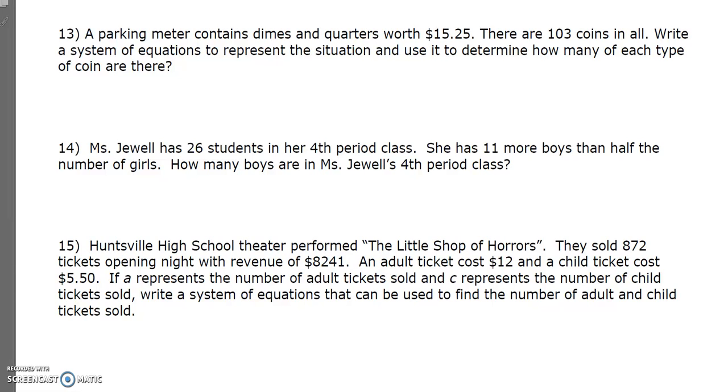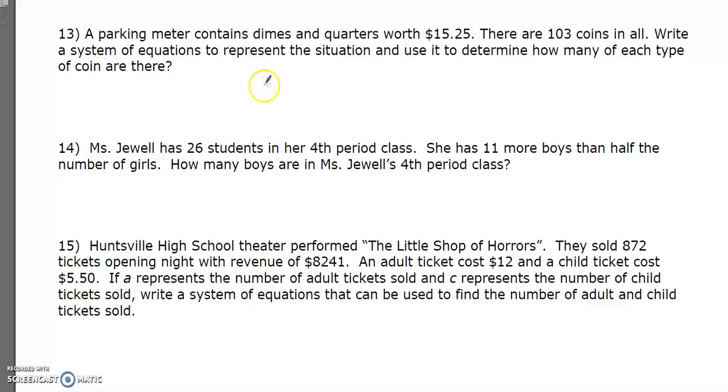Number 13 says a parking meter contains dimes and quarters worth $15.25. There are 103 coins in all. Write a system of equations to represent the situation and use it to determine how many of each type of coin there are.